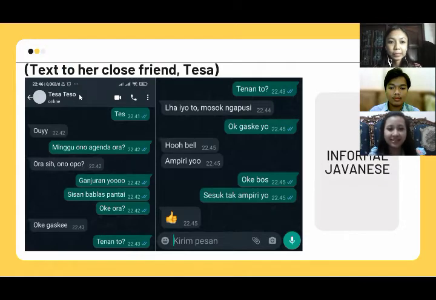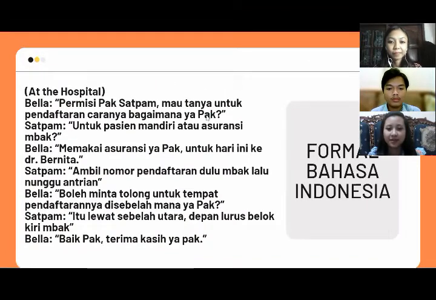Okay, and the next is the third example. The third example is from formal Bahasa Indonesia. From this conversation, we know that Bella uses formal Bahasa Indonesia with strangers in public places to ask and give information about something. And this choice of language shows politeness when Bella interacts with people that she doesn't know before, both with people who look the same age or even older than Bella.